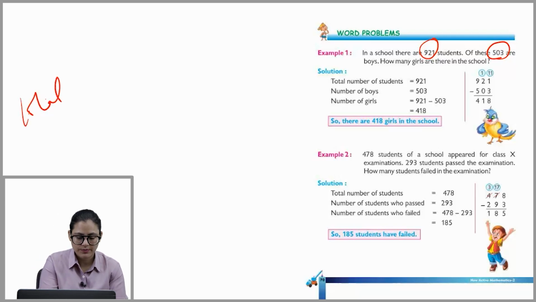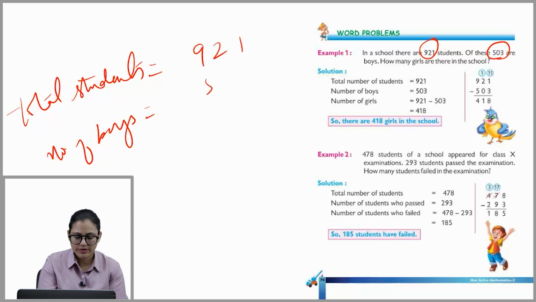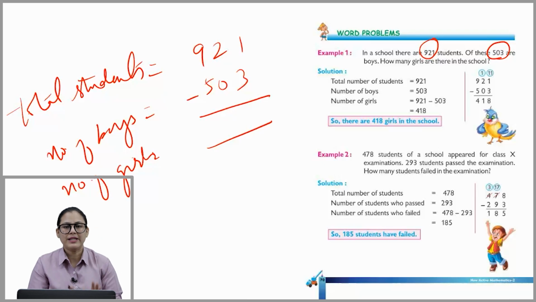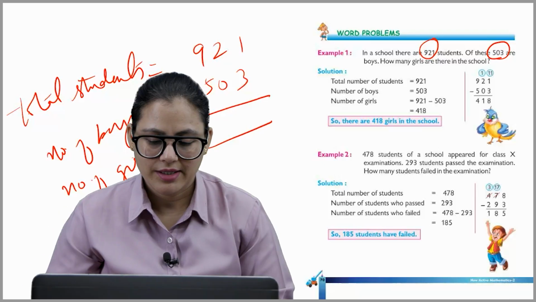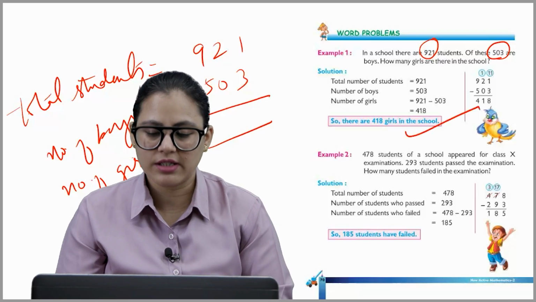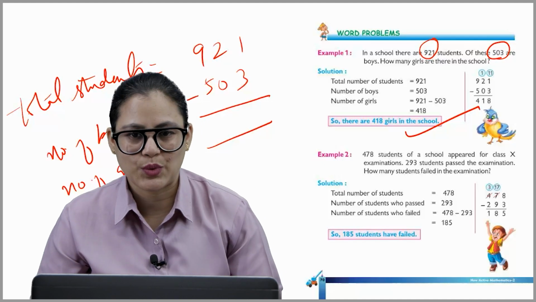Total students is equal to 921, number of boys 503, and we have to find the number of girls, okay? So, we'll simply subtract, okay? So, the answer will be 418 girls are there in the school.